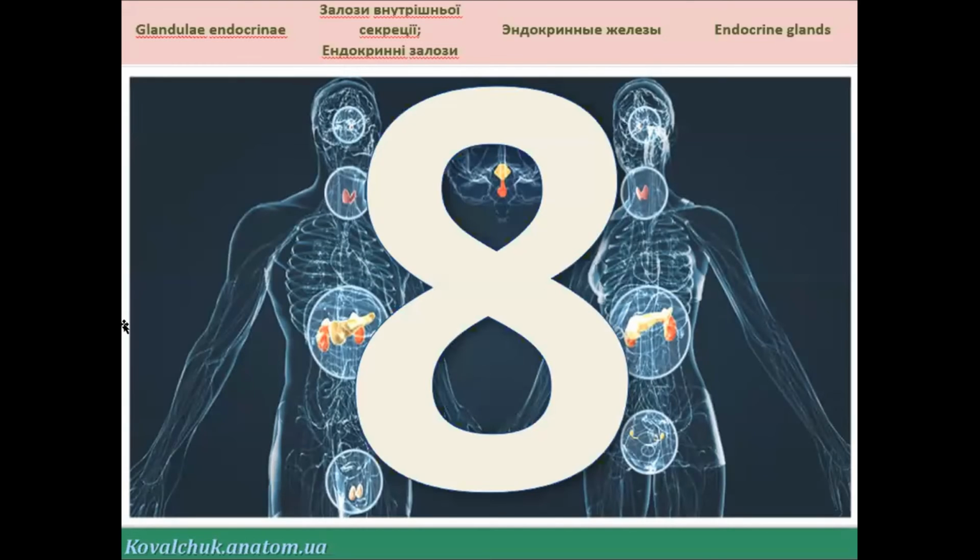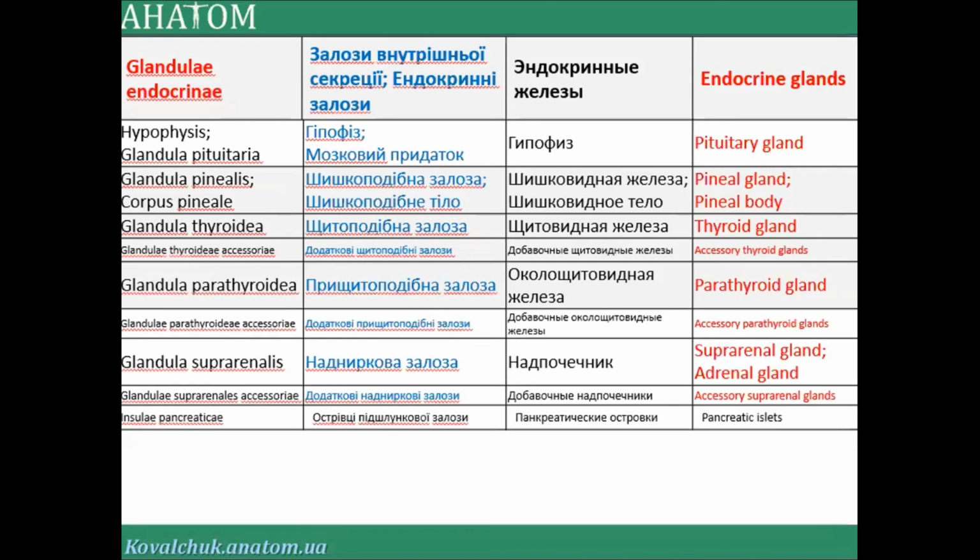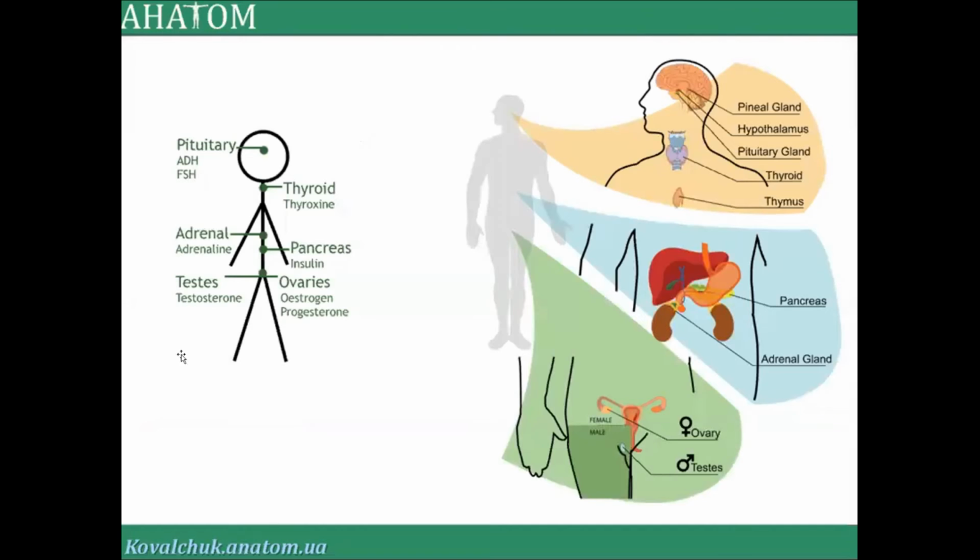Some information about endocrine glands. Endocrine glands, it's the first part in the integral system, first in modern human anatomy. And I looked, you are smart students, and you will remember pituitary gland, pineal body or pineal gland, thyroid gland, accessory thyroid gland, parathyroid gland, accessory parathyroid gland, and suprarenal gland or adrenal gland, and pancreatic islet. It's real endocrine glands. For remembering, it's very simple: located in the head, in the neck, in the trunk.